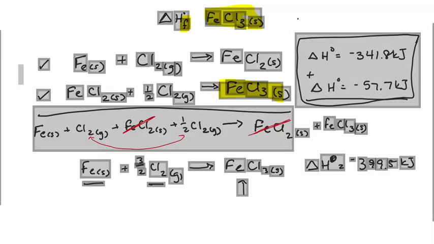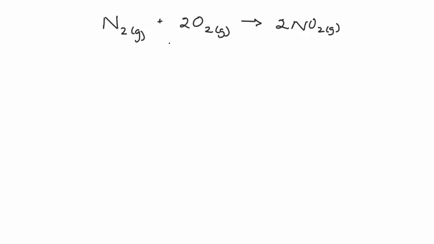So let's do another one. If we have N2 gas and 2 O2 gas, and they react to form 2 NO2 gas. Now this one's going to be more complicated. The question is going to be, calculate the delta H of this reaction given these step reactions. So we have nitrogen gas and oxygen gas.